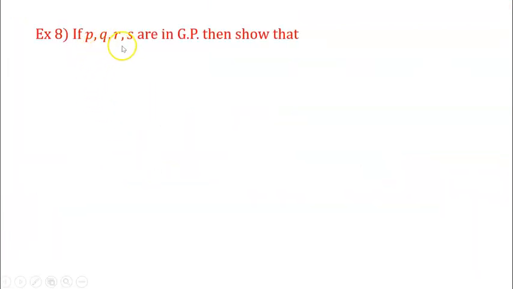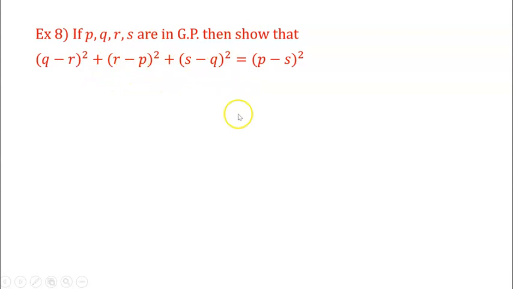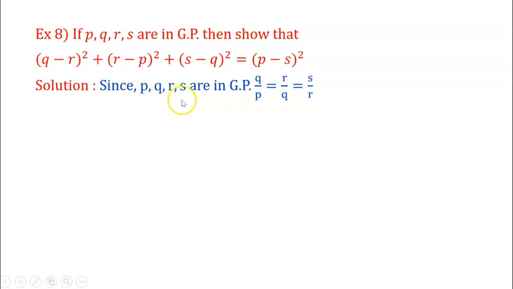If P, Q, R, S are in GP, then show that (Q minus R) whole square plus (R minus P) whole square plus (S minus Q) whole square equals (P minus S) whole square. Now solution. Since P, Q, R, S are in GP, therefore Q upon P equals R upon Q equals S upon R. Means what? The ratio is a constant.